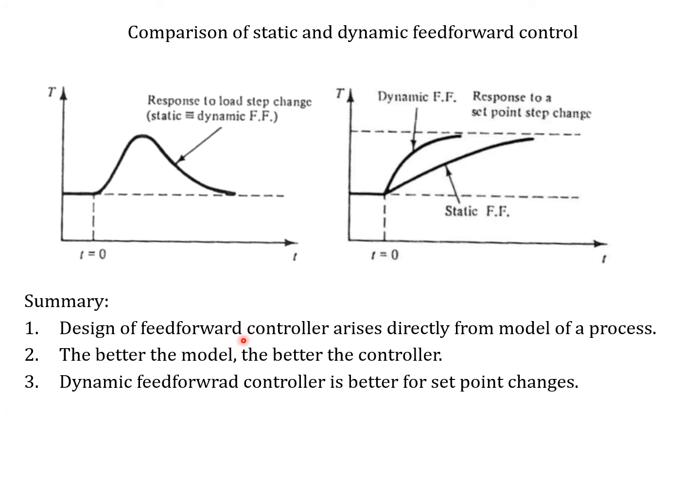set point change. So the design arises directly from the model of the process. You need the model, of course. The better the model, the better the controller, because it depends on the model. And with the design model equations, the tau s plus 1 is fine, and you get a good controller. The dynamic feedforward is better for set point, and also for disturbance changes in most cases, not generally everywhere, but most cases.